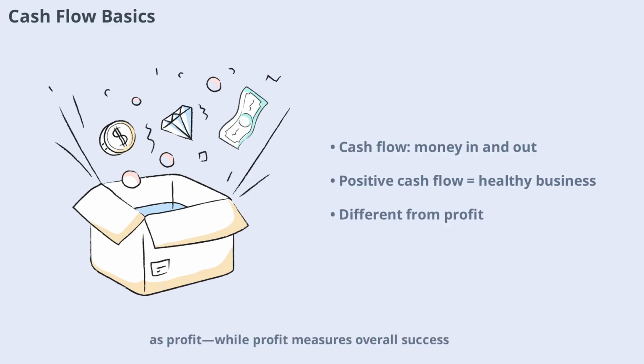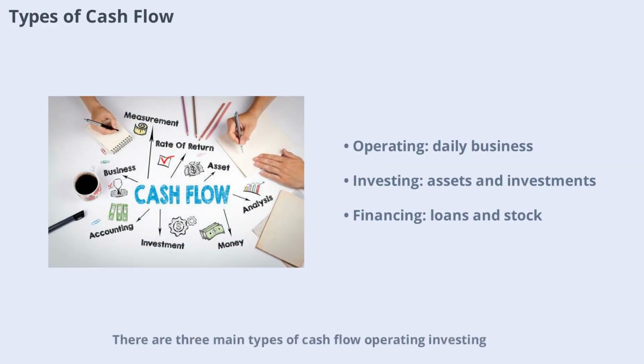While profit measures overall success, cash flow shows whether a business can meet its immediate obligations. Managing cash flow is critical for long-term survival. There are three main types of cash flow: operating, investing, and financing. Operating cash flow comes from day-to-day business activities.